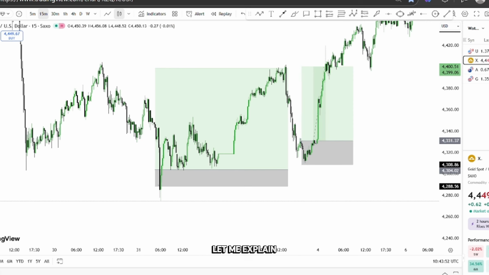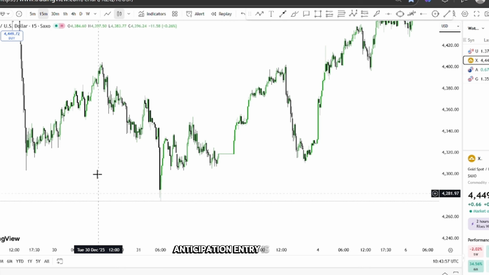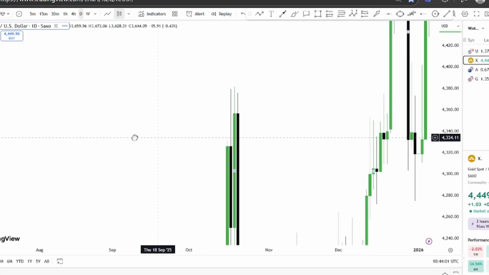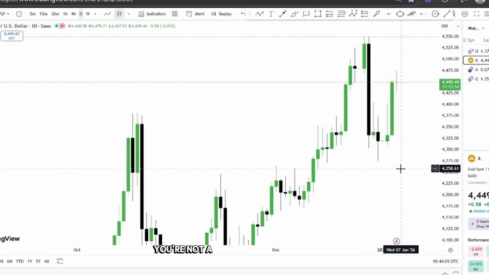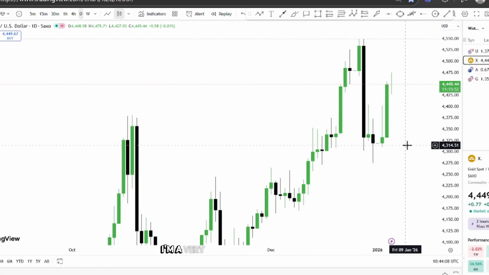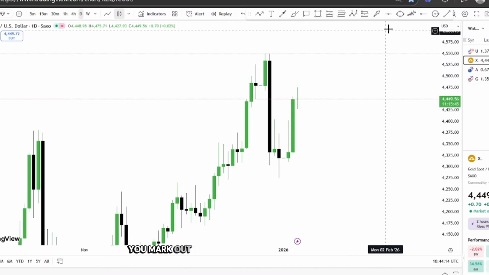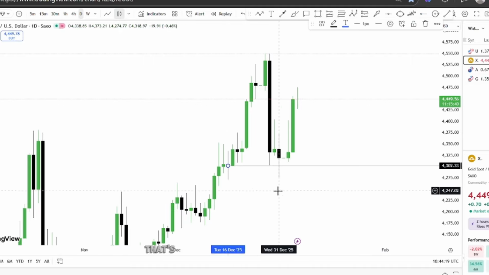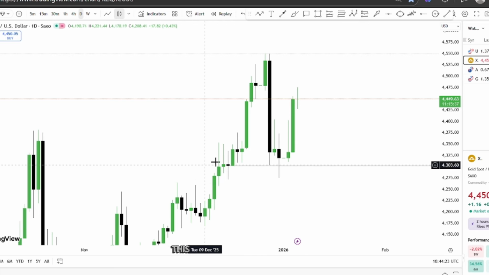Let me explain. Anticipation entry is when you stay on a higher time frame. Maybe you are an aggressive trader, not a kind of trader like me. I'm a very chill, conservative trader. So you stay on the higher time frame and mark out your zone. Let's say this is your zone, that's your support right there, or demand, depending on what you call it.